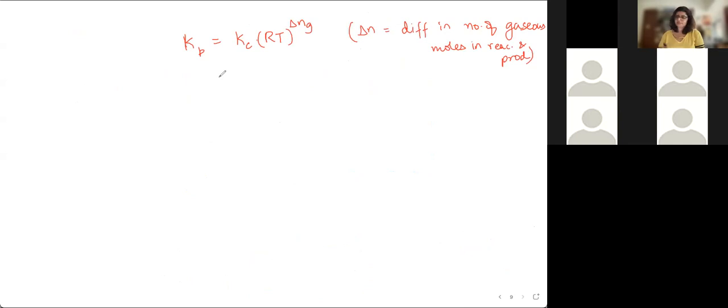Calculating the equilibrium concentration, I think that's like one type of problem. Let me see if I find a question, we'll do that. Otherwise, after this comes Le Chatelier's principle. I completely forgot about that.